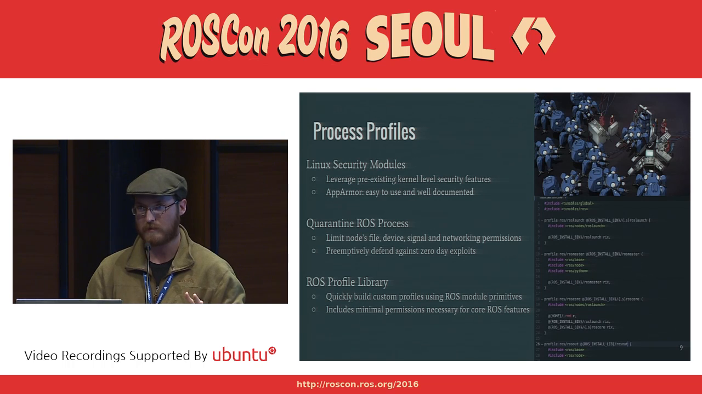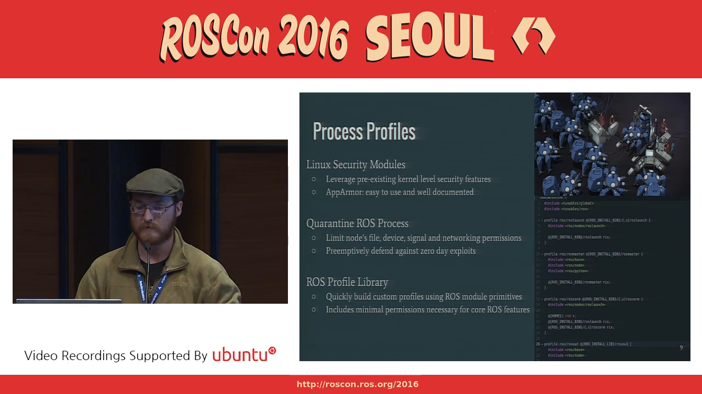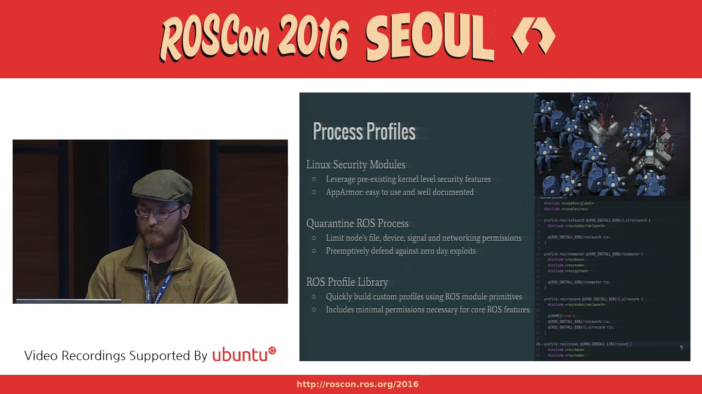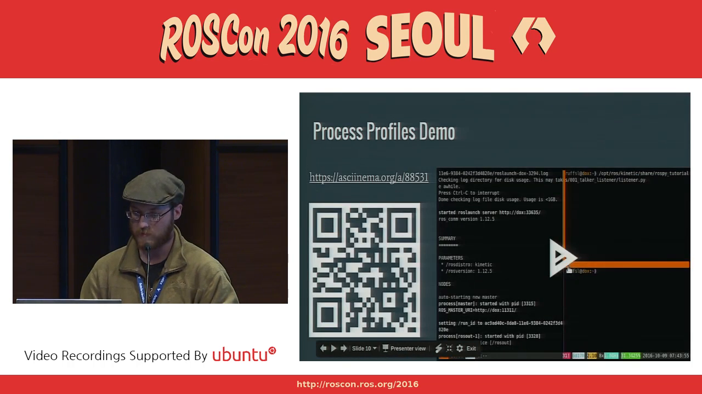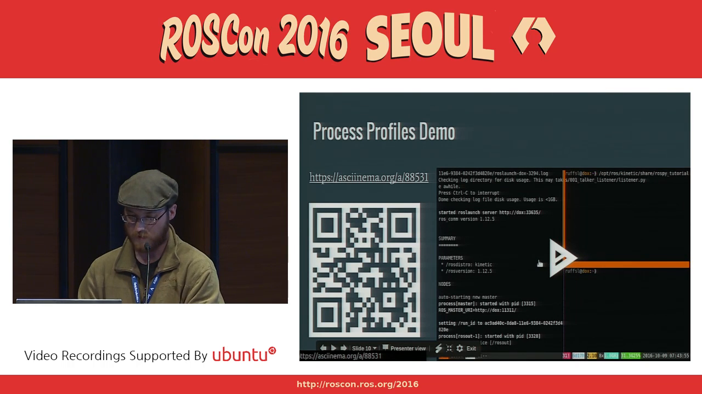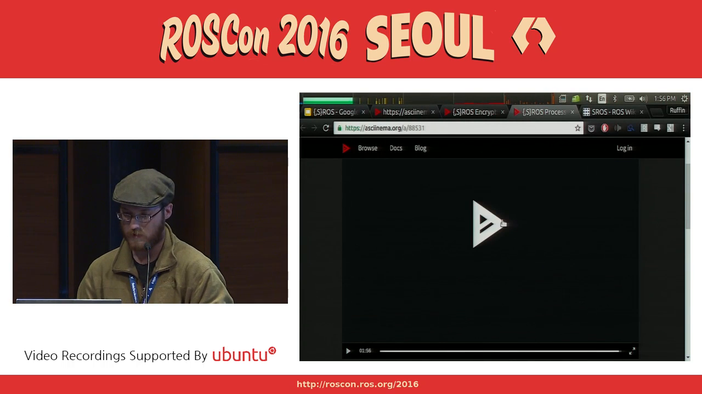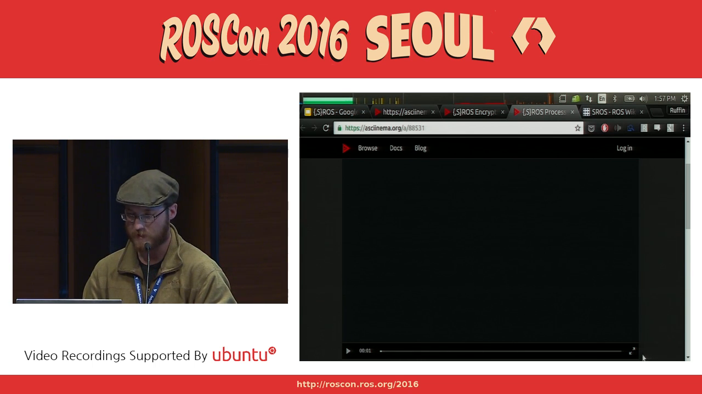It's a more fine-grained control than the Unix user permissions module. You can limit file, device, inter-process signals, networking permissions, so nodes can't SIGINT kill other nodes. What we've done here is we provided a ROS profile library, so you can quickly get started. Here's an example, but what I'm going to do here is go ahead and show you how easy it is to get started.